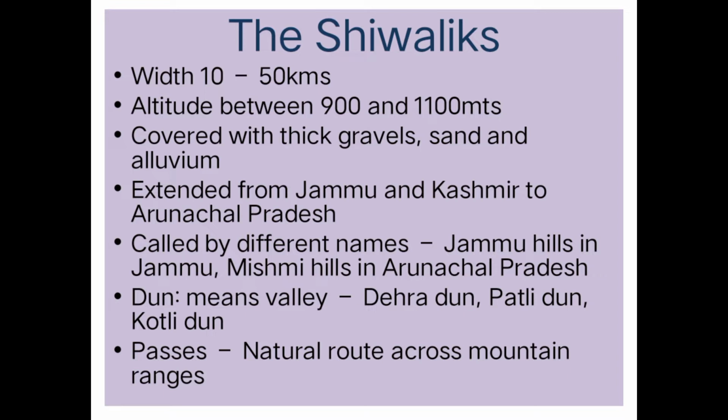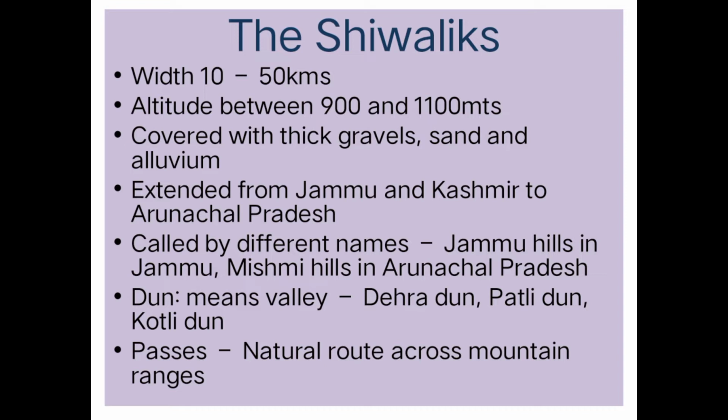The Sivaliks have a width of 10 to 50 kilometers. Altitude varies between 900 and 1100 meters, covered with thick gravels, sand and alluvium, extended from Jammu and Kashmir to Arunachal Pradesh. They are called by different names in different regions: Jammu Hills in Jammu, Mishmi Hills in Arunachal Pradesh, and so on and so forth.